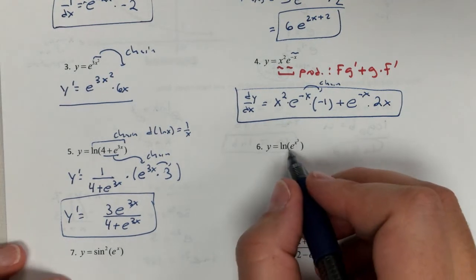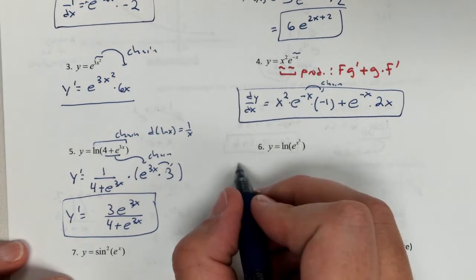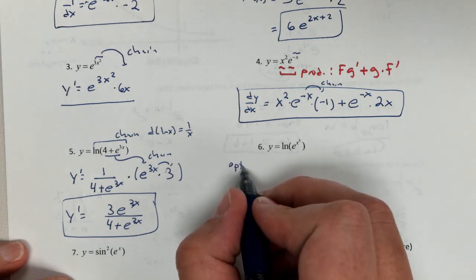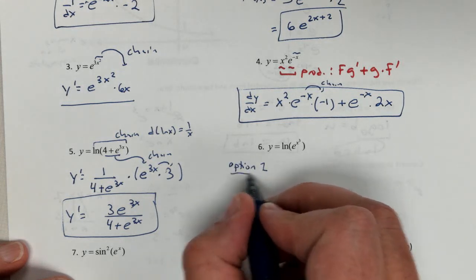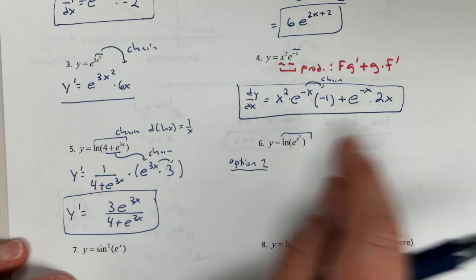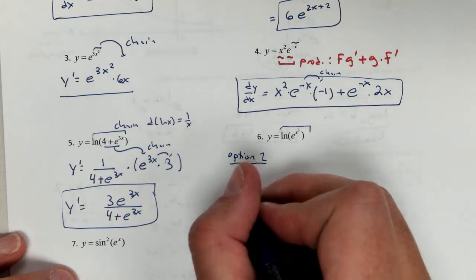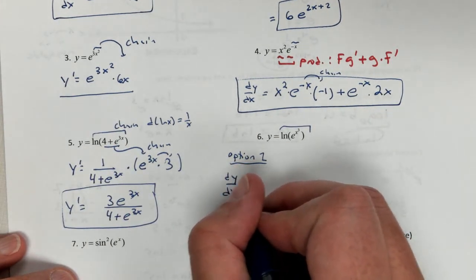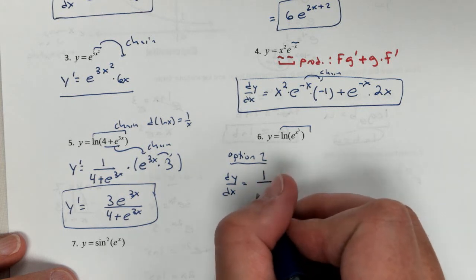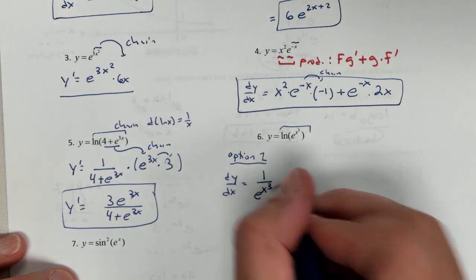All right. There are 2 ways we can do this. One, we can just power our way through it. Option 1. It's natural log, so it's very similar to number 5. So I can go dy dx is 1 over e to the x cubed.